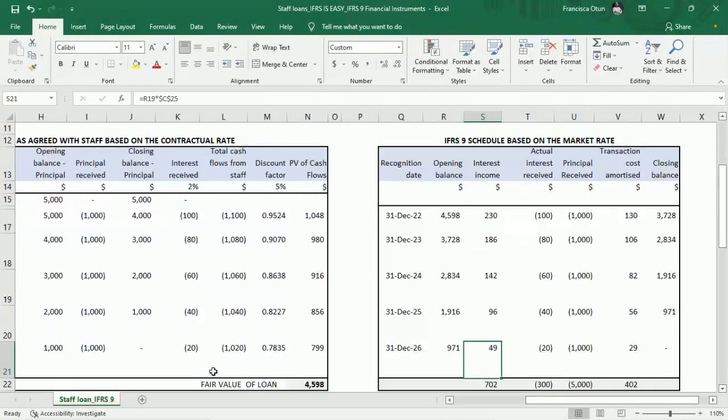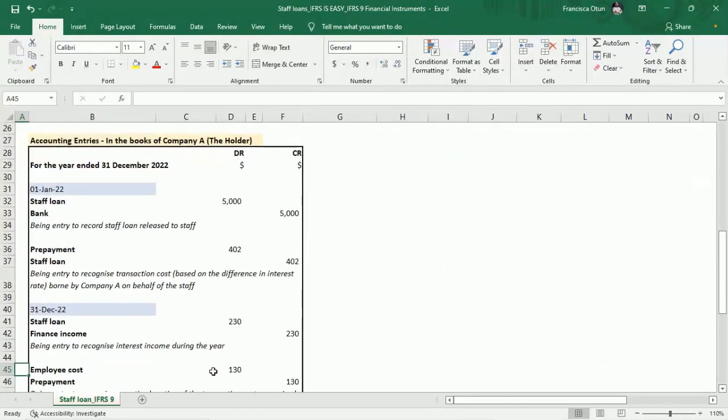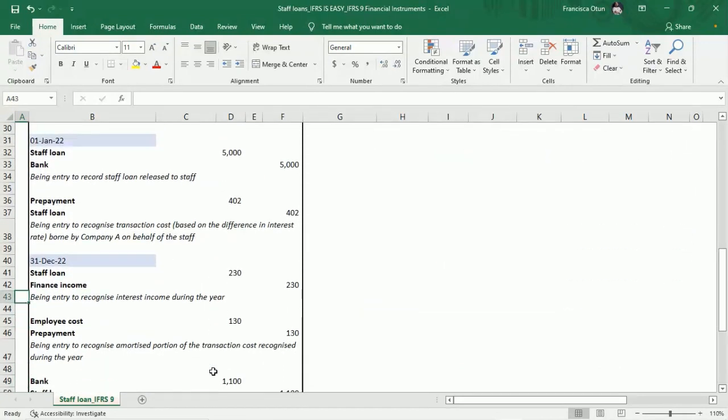Okay, so let's go back to our accounting entries. So we have established the fact that our finance income grows by 230 during the year. Now back to what we said earlier about this 402. So this 402 will be amortized over 5 years. So for the first amortization, we look at what has happened during the year.